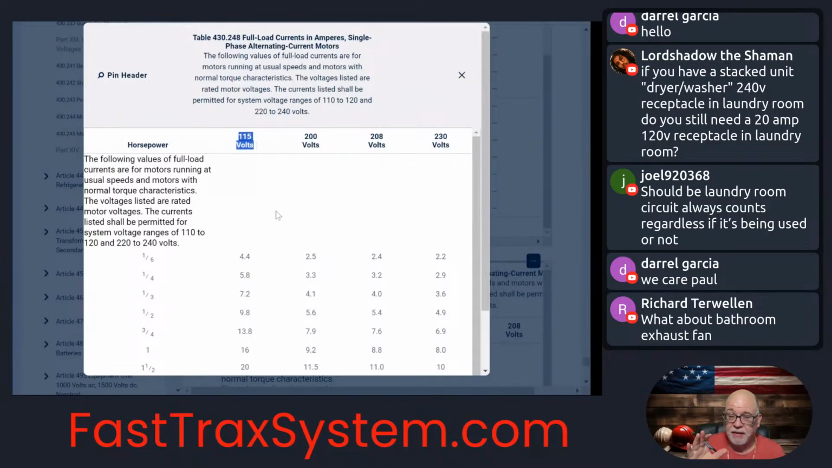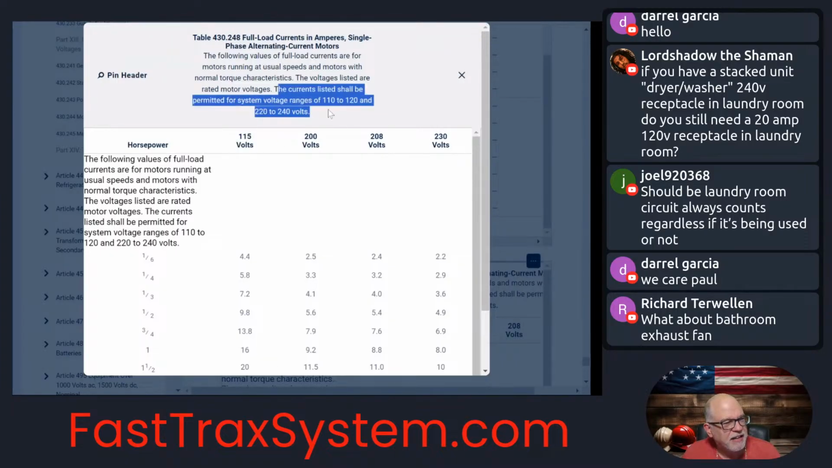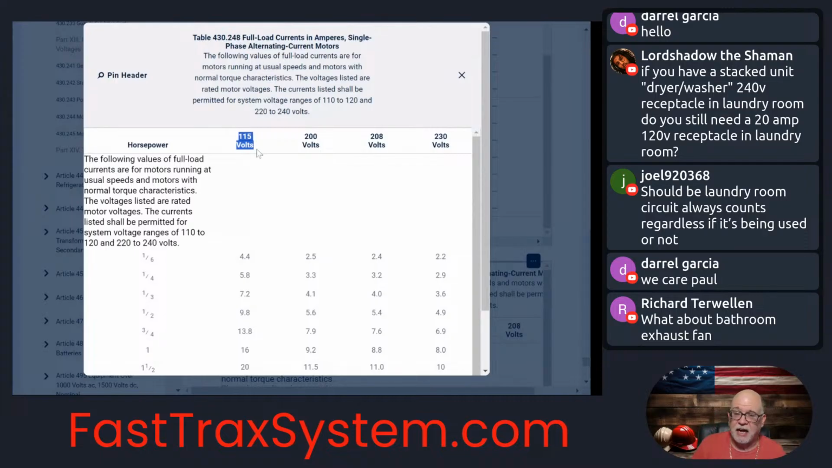And by the way, I get this a lot too. If it said 120 and we're dealing with the horsepower, it doesn't matter. You still would come to this column because you see the content up here. It says 110 to 120, and also down here, ranges 110 to 120. So basically you're still going to use the 115 column even if it was given to me, for example, for a motor, as 120.